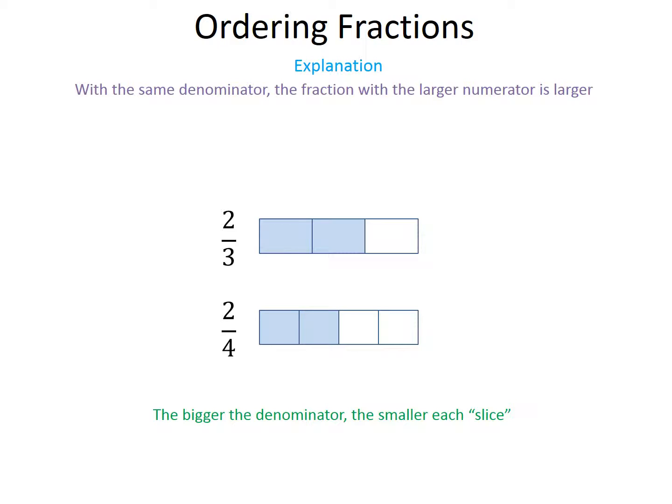And so that means if they both got the same number of pieces, like they do here, they both got 2, then it's actually the one with the bigger slices that's the bigger fraction, and 2/3 has got bigger slices because the denominator there is smaller. And so with the same numerator, it's the fraction with the smaller denominator that has the largest value.